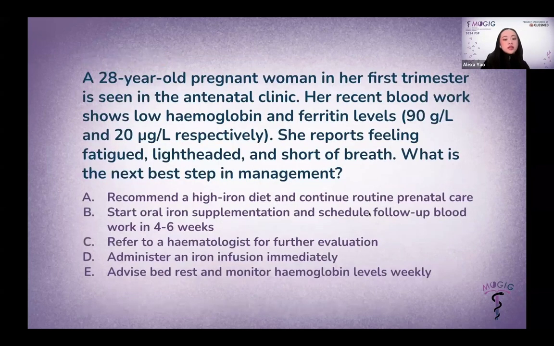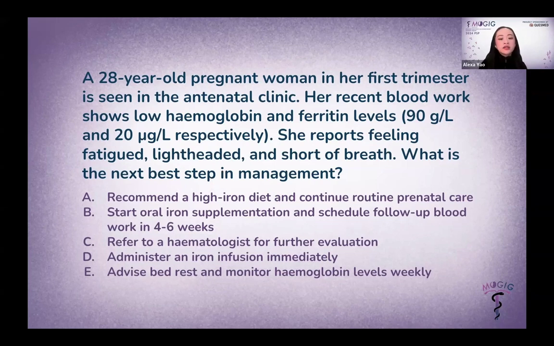Okay. Next question. A 28-year-old pregnant woman in her 1st trimester is seen in the antenatal clinic. Her recent blood work shows a low hemoglobin level and low ferritin level of 90 and 20. She reports feeling fatigued, lightheaded, and short of breath. What is the next best step in management?